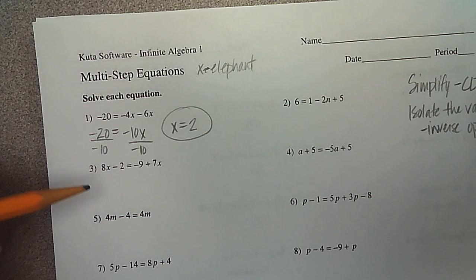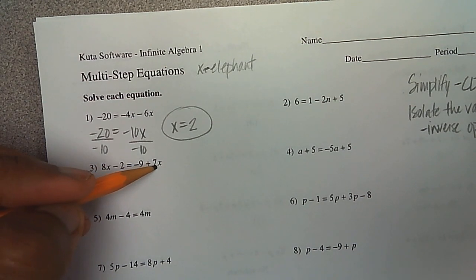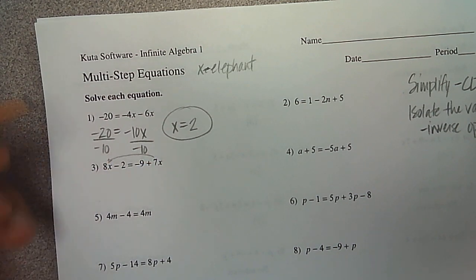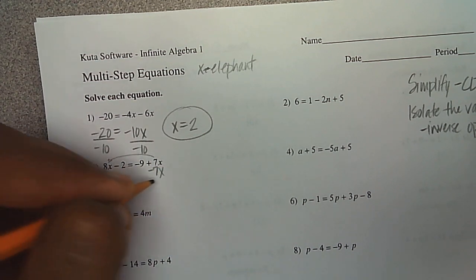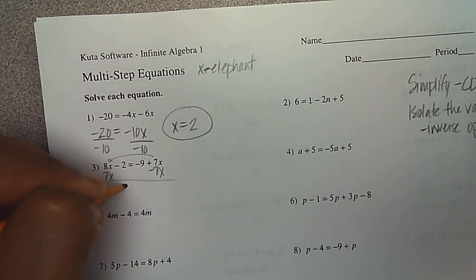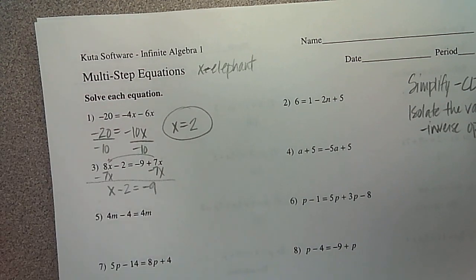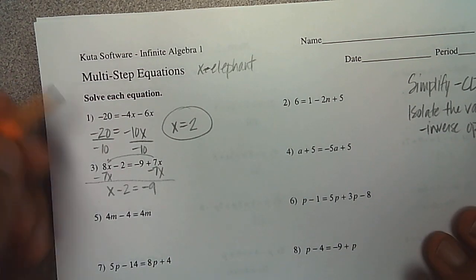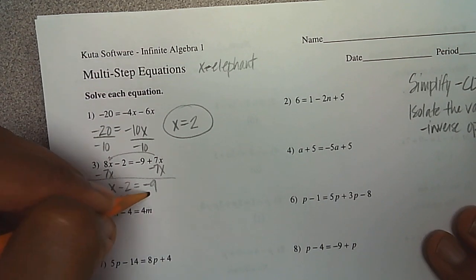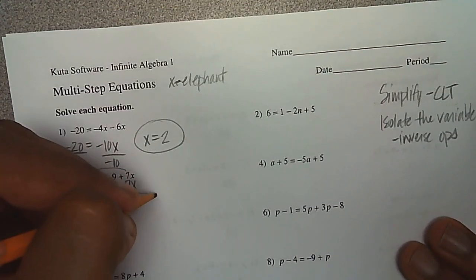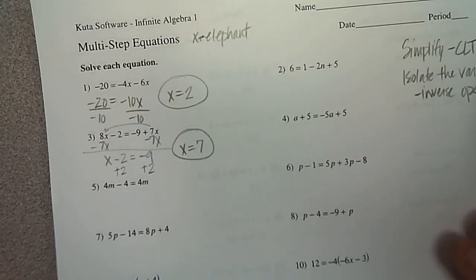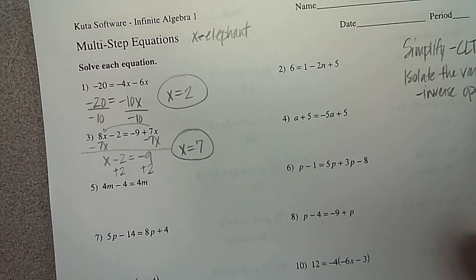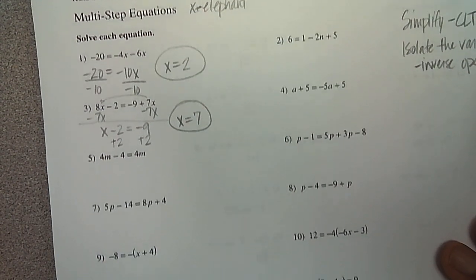So here we go. On this one, I want to get my x's on one side, isolate the variable, and get my constants on the other. To get rid of this 7, I have to subtract it. Whatever you do to one side, you have to do to both. So this is going to be x minus 2 equals negative 9. To get rid of this 2, I need to add it. Whatever you do to one side, you do to both. This is going to be x equals positive 7. I highly encourage you to try to get these things done before you watch my work.